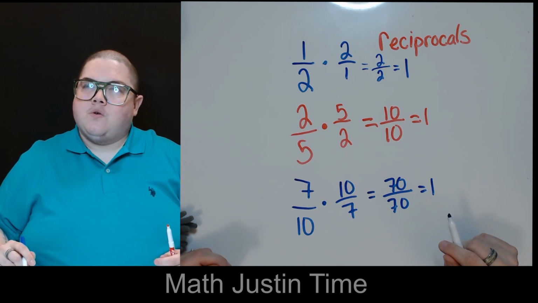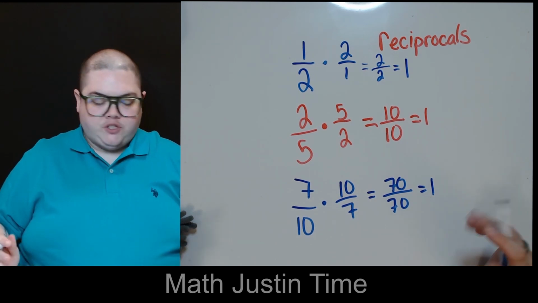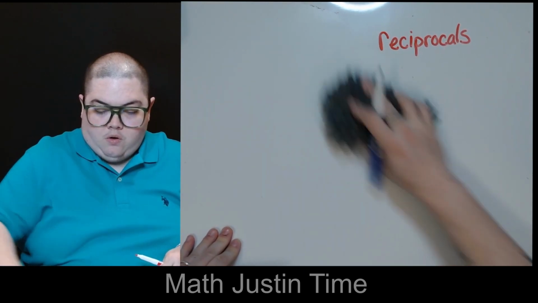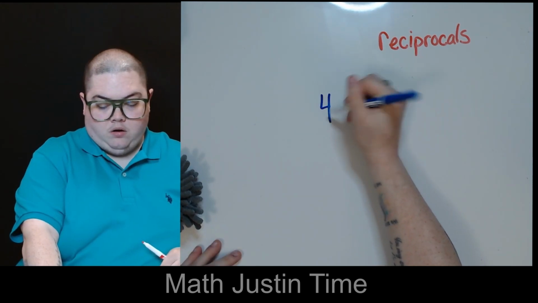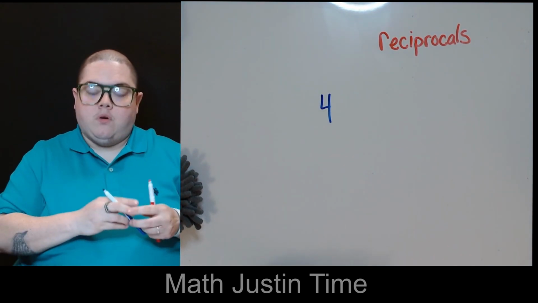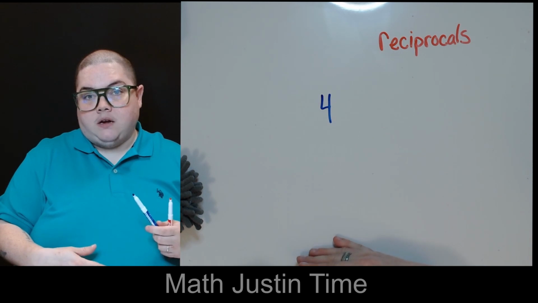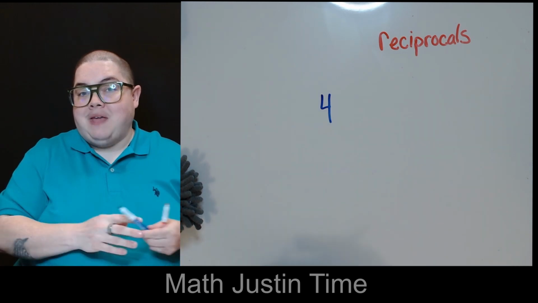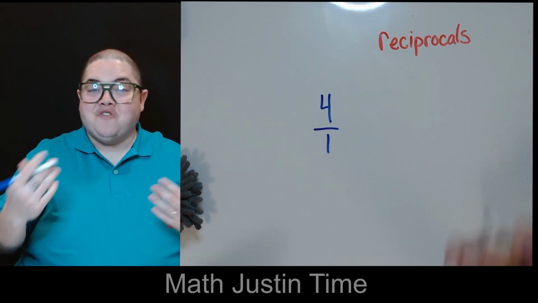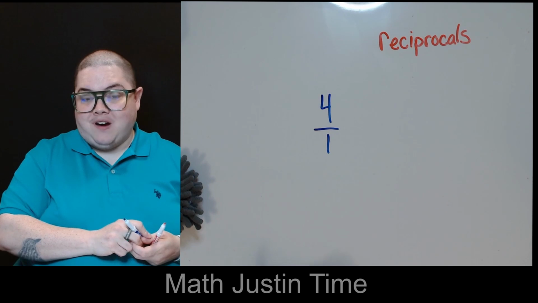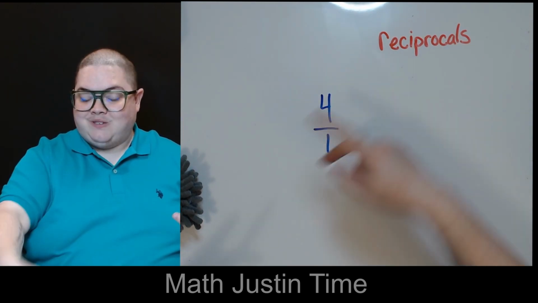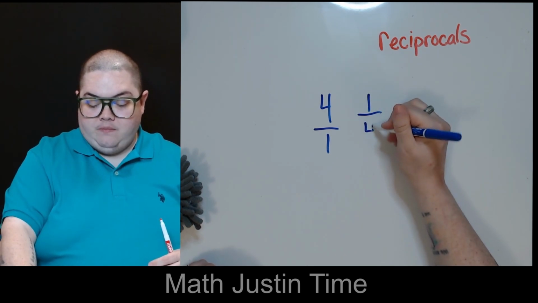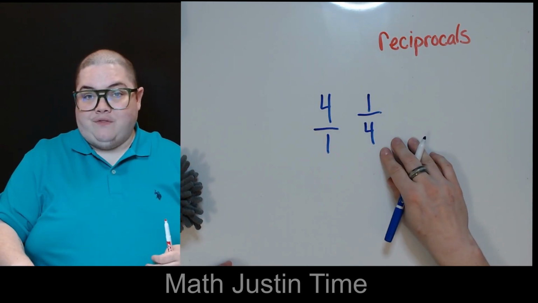So, what about just a whole number? What if we just had a whole number, like 4? How do we find the reciprocal of 4? Because there's not a numerator and a denominator. Well, you can take any whole number, and you can make it a fraction. 4 over 1 is the same thing as saying 4. So now we can take its reciprocal. The 1 goes on top and the 4 goes on the bottom, and its reciprocal is 1/4.